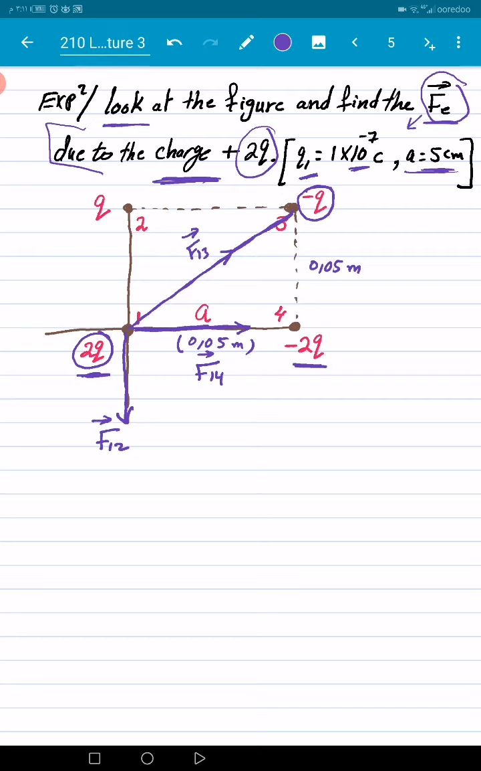If I said Q, so you start from Q. So here the question, due to the charge plus 2q. Plus 2q positive.